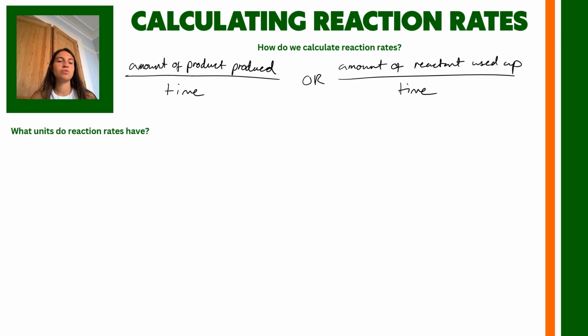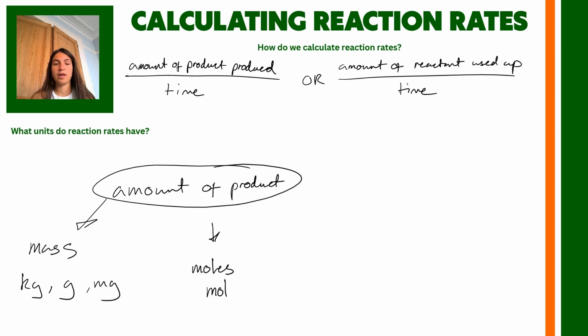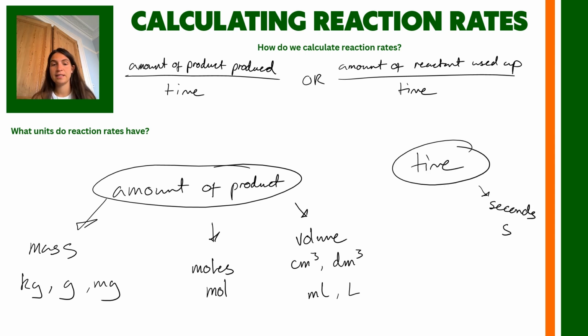What units do reaction rates have? Well, this is quite an interesting one because they can have a range of different units, and you need to look at the particular question and you can deduce what the units might be, because for the amount of product, we could be talking about mass, grams, kilograms, milligrams, whatever, or we could be talking about number of particles, moles, or we could be talking about a volume, especially if it's a gas. So centimeters cubed, decimeters cubed, milliliters, liters. And then time could be in seconds, but it could also be in minutes. So they can be quoted in whatever.